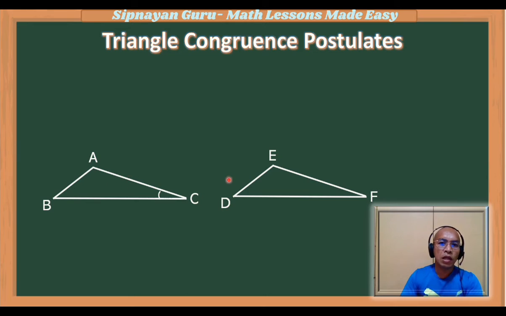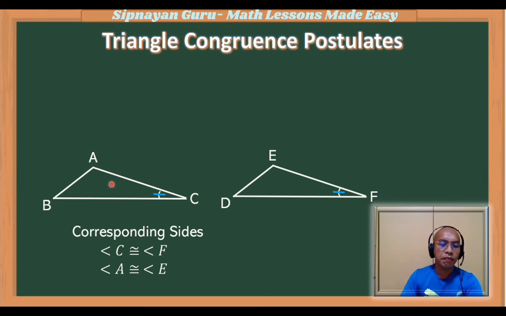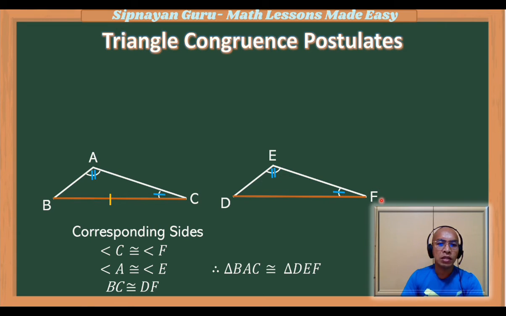Let us now illustrate another triangle congruence postulate using these two triangles. Suppose we have this angle which is congruent to angle F also. And we have another angle, angle A, which is also congruent to angle E. So this side BC is the non-included side because the included side of these two angles A and C is side AC. If we establish that these two angles and the non-included side of one triangle are congruent to corresponding parts of another triangle, then these two triangles are congruent by the angle-angle-side postulate.